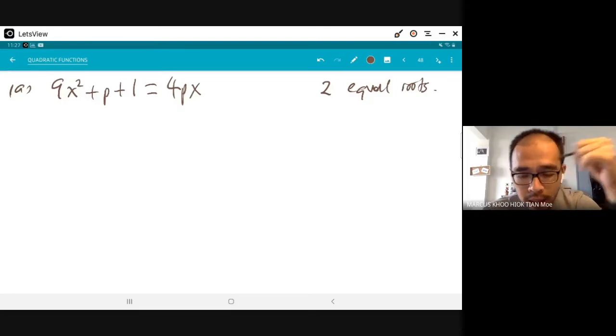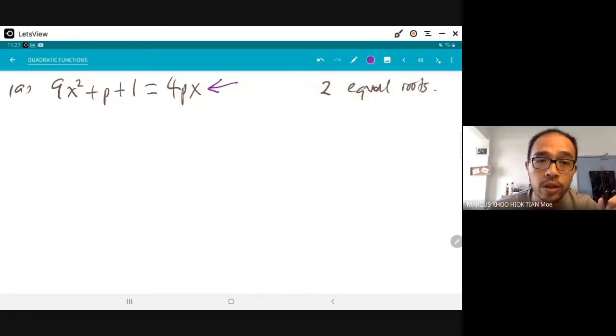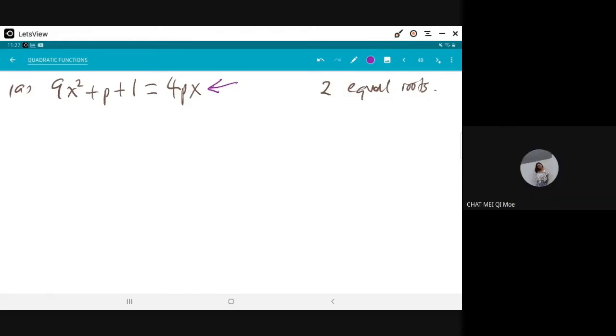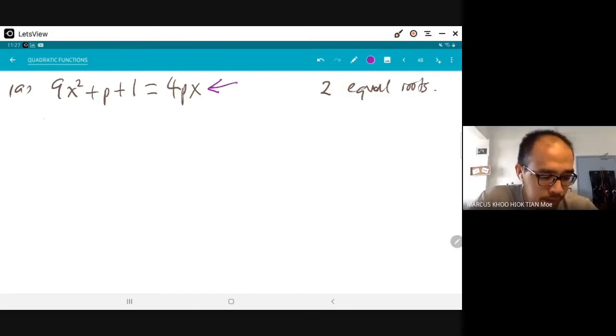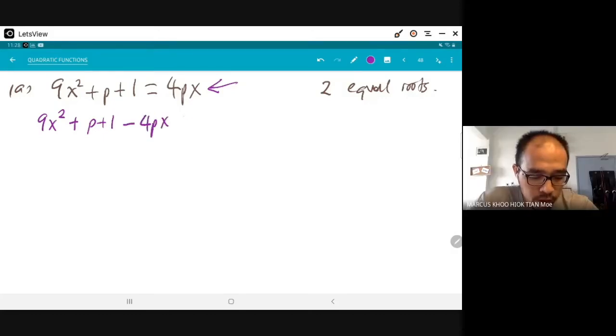Meichi, tell me what I must do to the quadratic equation first. What must I do to this quadratic equation so that I can find out the A, B, and C? Put the 4px to the left hand side. Tell me what to write. 9x squared plus (p plus 1) minus 4px. Okay, very good.